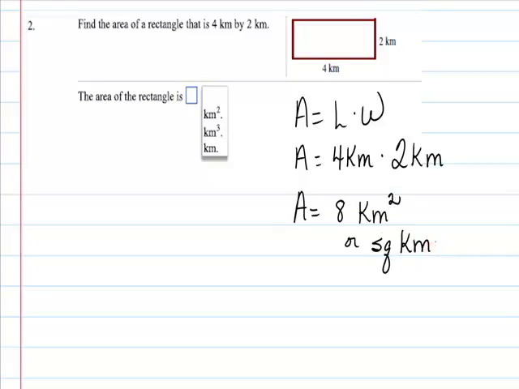With metric units, and this is in the metric system, it is more common to see the exponent representing square. And in this question of my math lab, you will fill in the 8, and then this will be a pull down menu and you pick the right one. So you will pick kilometers squared. Remember that area is always in square units.